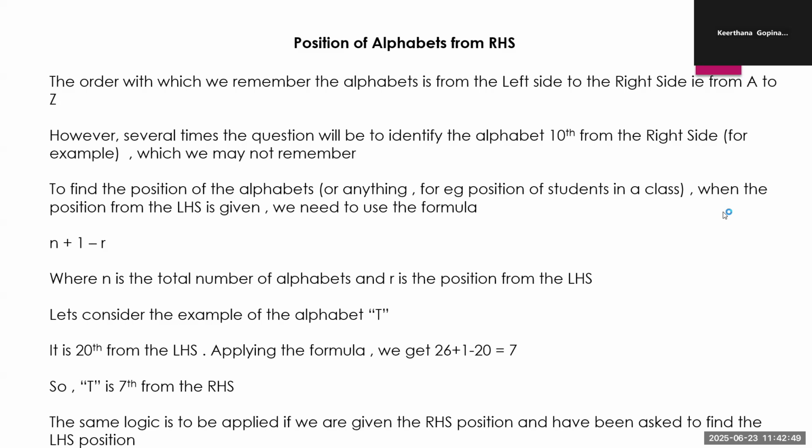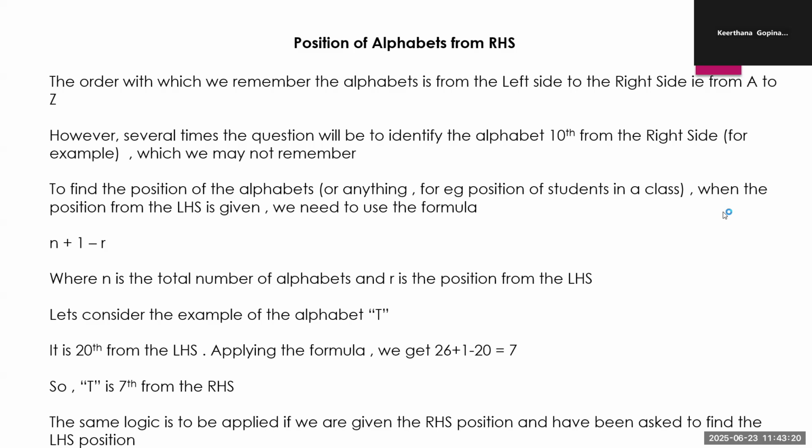So n indicates the total number of alphabets, and r is the position. There are 26 alphabets, right? You just have to add one, and the question says what is the 20th from the left hand side. So 27 minus 20, which is equal to 7. So T is the 7th from the right hand side.